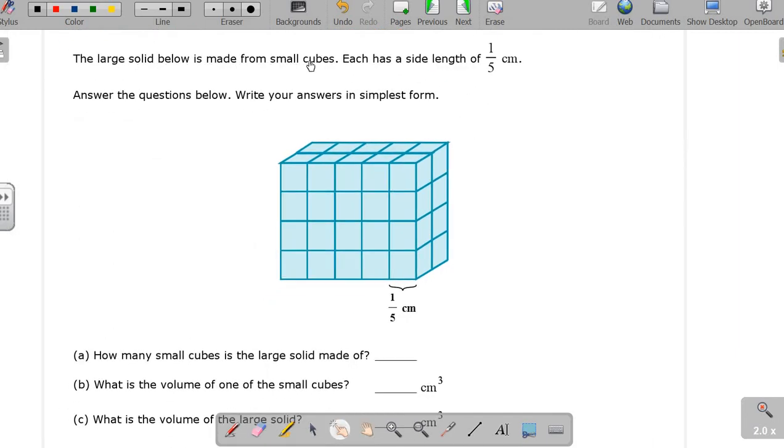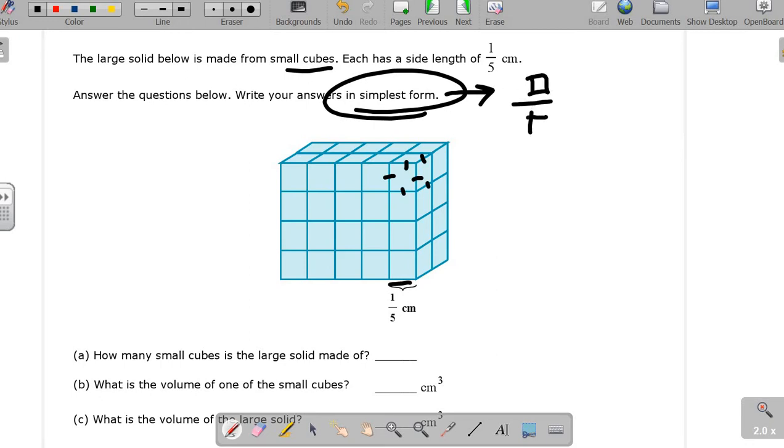The large solid below is made up of cubes. That's important. Cube means every edge length is equal all the way around, all 6. Each edge length is 1/5. Answer the questions, write your answer in simplest form. That means fractions reduced, no decimals.